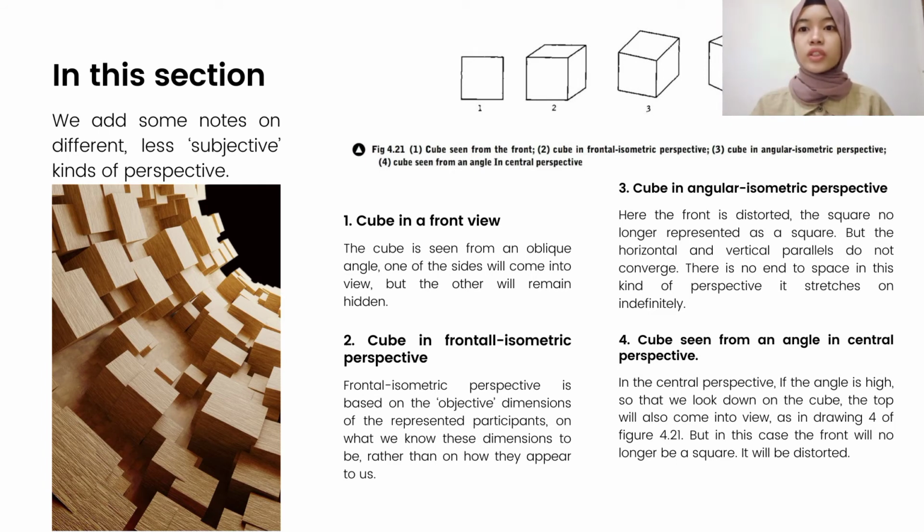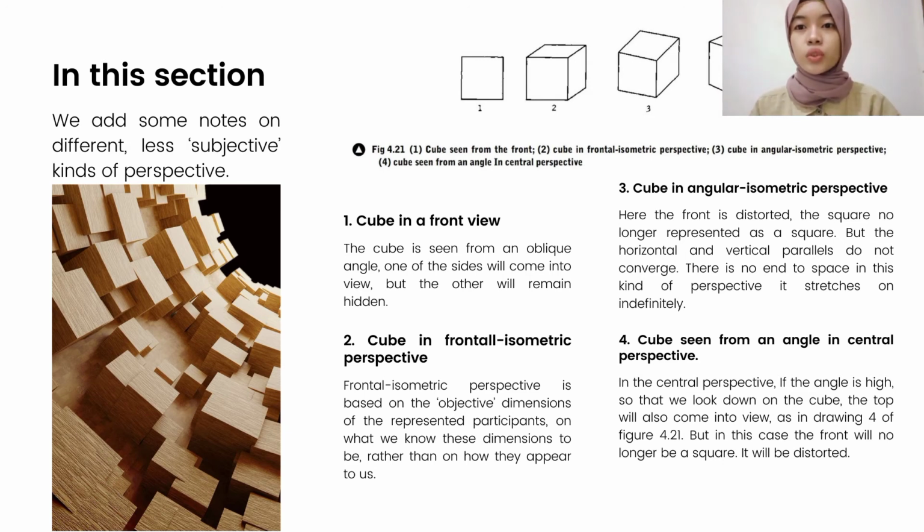And the perspective used in drawing 3 of Figure 4.21 is called angular isometric perspective. Here, the front is distorted. The square is no longer represented as a square, but the horizontal and vertical parallels do not converge. There is no end to space in this kind of perspective. It stretches on indefinitely.